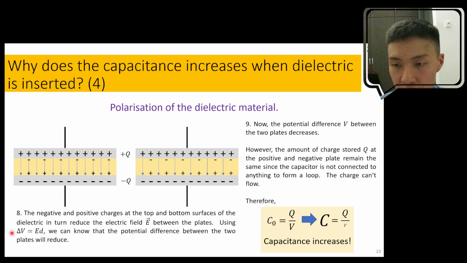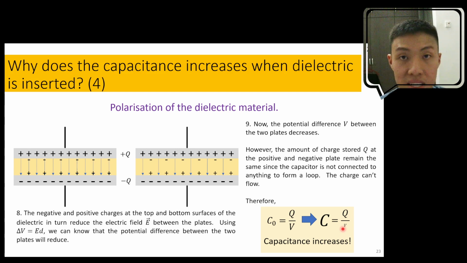Using delta V is equal to ED, or the way it is usually arranged, E is equal to delta V over D. But right now in chapter 2, delta V will become V, it's just the potential difference. We remove the delta, it's just V. So if you know that your E decreases and your D remains constant, E decreasing causes V to decrease. So that's why the voltage across the capacitor will decrease.